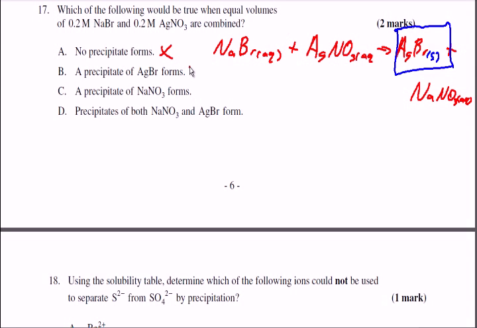So no precipitate forms, that one's wrong. Precipitate forms of AgBr, that's correct. This one is wrong, this is very soluble. Precipitates of both of these, no, we know that this one is very soluble, so this one's also incorrect. So our final answer is 17B.